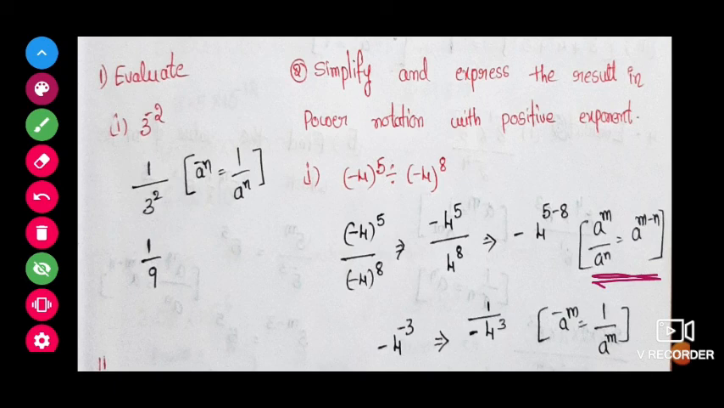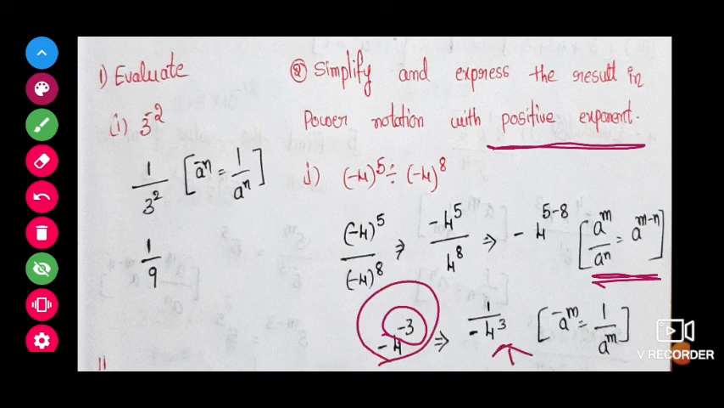Here they asked in the question, express in a positive exponent. So we should not leave the answer with the negative exponent, that is negative power. So to make it positive, send it to the denominator, that is 1 by minus 4 to the power 3.